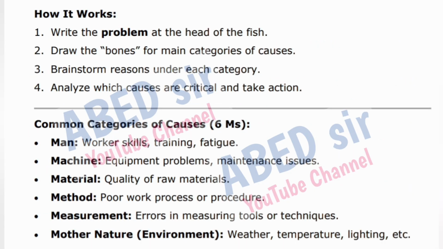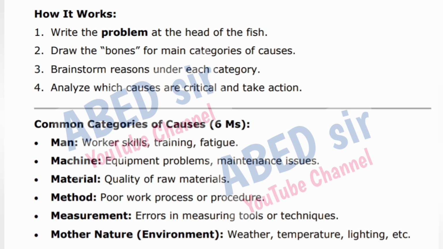1. Write the problem at the head of the fish. 2. Draw the bones for main categories of causes. 3. Brainstorm reasons under each category. 4. Analyze which causes are critical and take action. Common categories of causes, the 6 Ms.